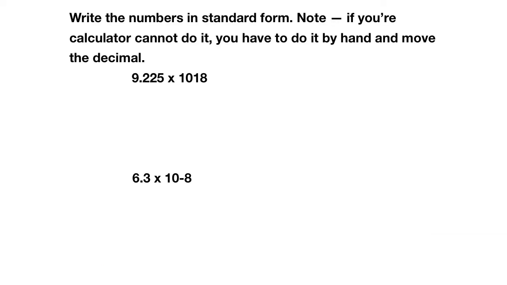We're going to write the following numbers in standard form. And if you don't have a calculator, you will have to do it by hand. But sometimes doing these on the calculator is not effective. One particularly would be this first number. It is 9.225 times 10 to the 18th power. Sometimes the calculators just don't have a large enough screen to do this. So we're going to do this one by hand.